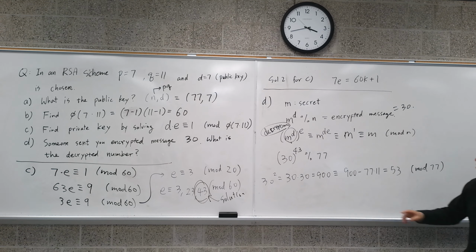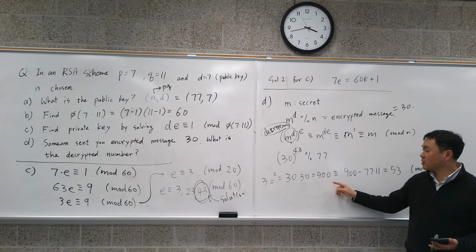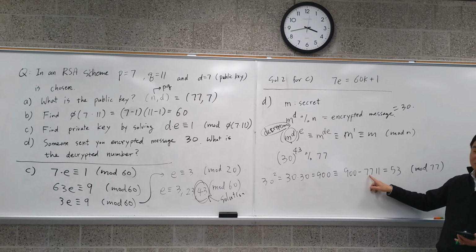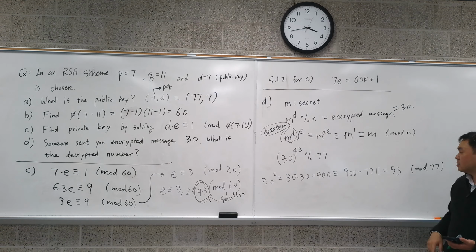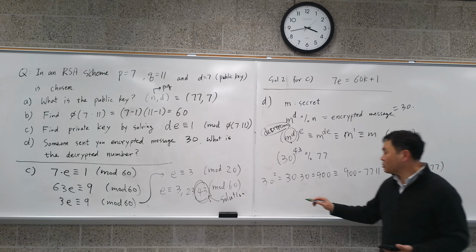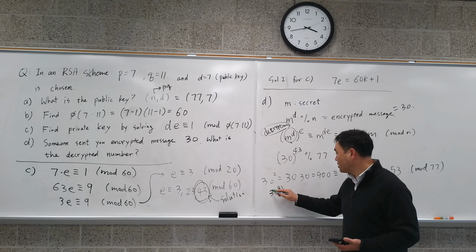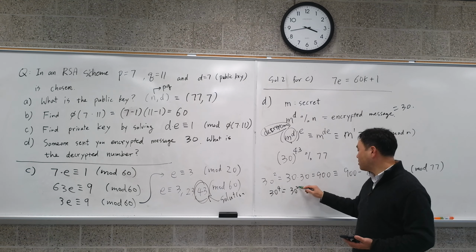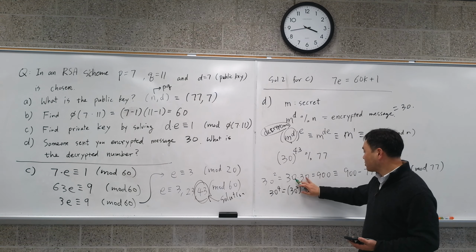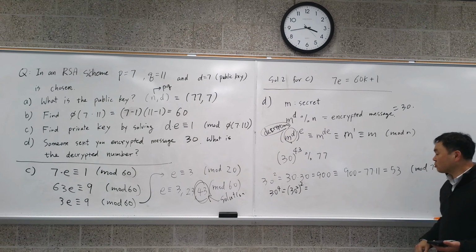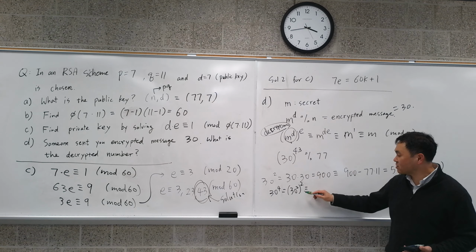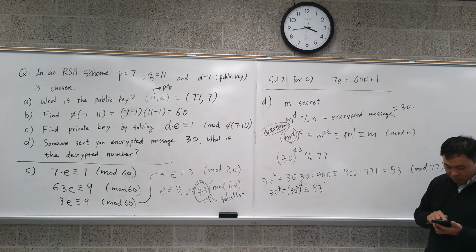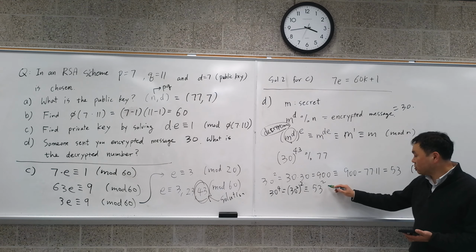So notice that I'm using equal signs, but there's a congruence here, right? 900 and 900 minus 77 times 11 are congruent because in mod 77, 77 is considered as 0. Okay, then what about 30 to the 4th power? Well, 30 to the 4th power is 30 squared to the 2nd power. But we already know that 30 squared is congruent to 53, so we can replace 30 squared by 53 squared, which is 53 times 53, equal to 2809.